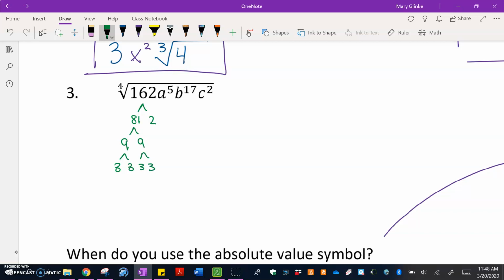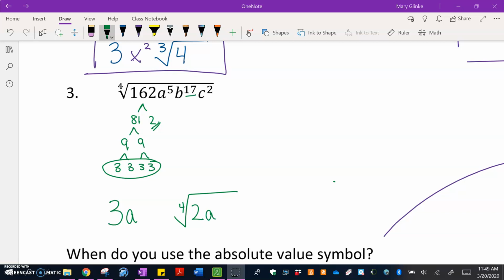I am looking for groups of 4. I see a group of 4 threes, which means the 3 can go on the outside, and the leftover 2 goes on the inside. I have 5 A's. I'm looking for groups of 4, which means I can make one group of A's, and I would have 1 A left over. For my B's, I have 17 B's.